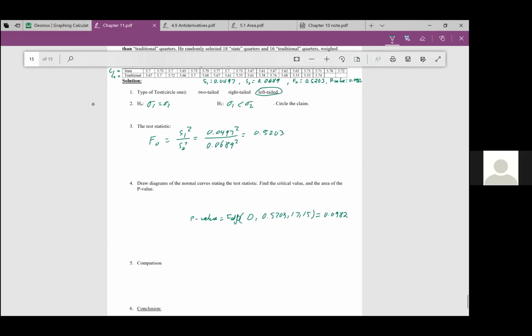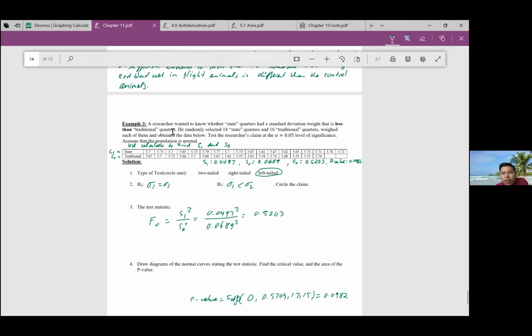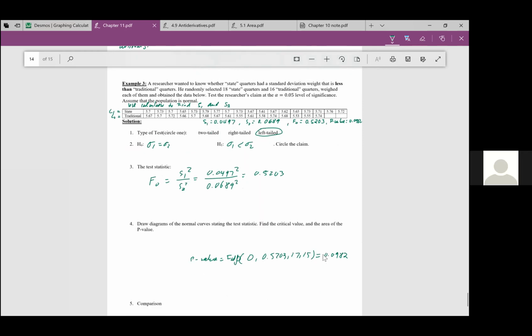Sorry, can you show how to get the degree freedom? The state quarter have 18, so you take 1 away, you get 17. And the traditional quarter have 16, you take 1 away, you got 15. That's how you get degree of freedom. Okay, that makes sense.